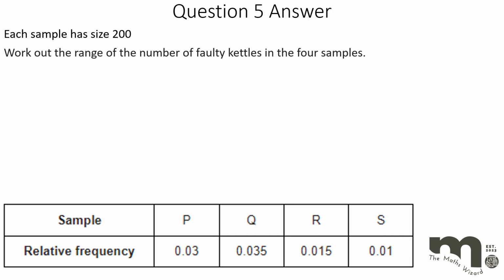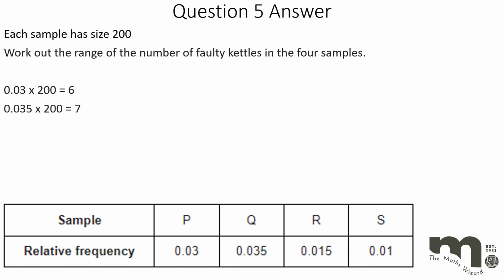Let's take a little look at this one then. Here we've got the probabilities, or the relative frequencies. So we need to know actually how many kettles there are. All we need to do is multiply those decimals by 200. So 0.03 times 200 is 6, so that's for sample P. Essentially 3% of them were faulty, so that would be 6 kettles.